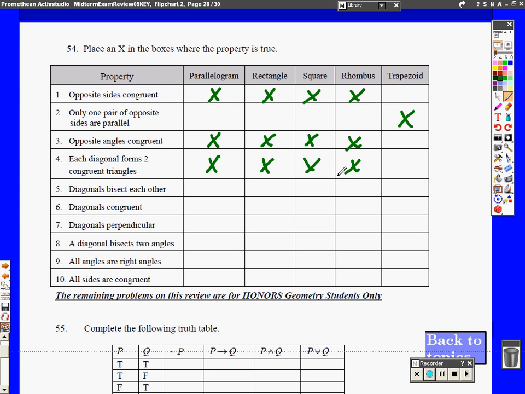Diagonals bisect each other. You might remember this from coordinate geometry. That is also a property of all parallelograms. So rectangles, squares, and rhombuses have it as well.